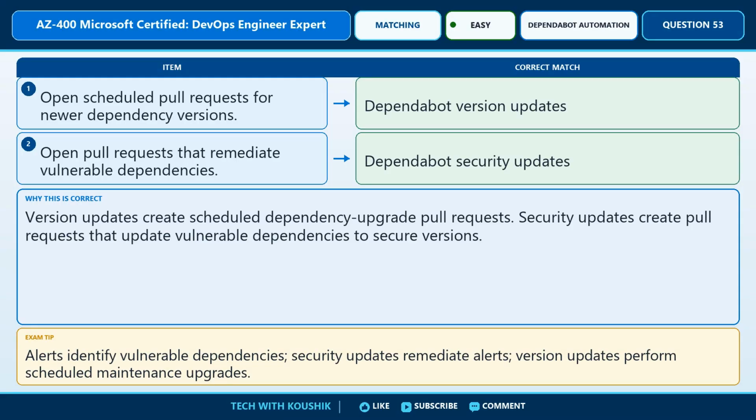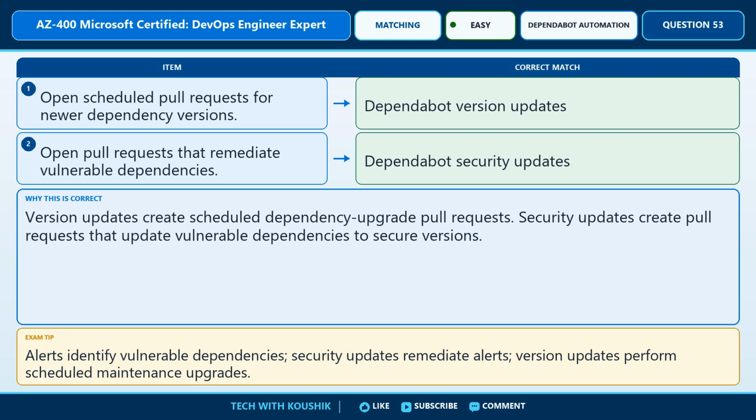The correct matches are as follows. Left item 1. Open scheduled pull requests for newer dependency versions. The correct match is Dependabot version updates. Left item 2. Open pull requests that remediate vulnerable dependencies. The correct match is Dependabot security updates.